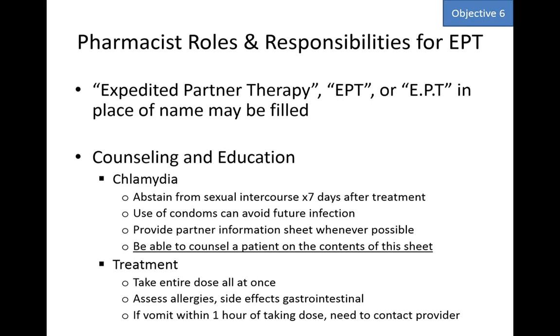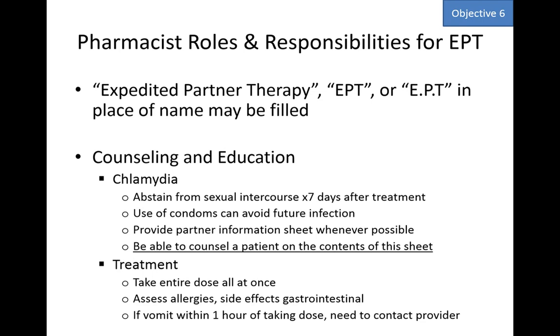Right. So our role as a pharmacist would be basically to counsel patients that come through for EPT or just picking up their prescription. It's important to counsel patients on abstaining from sexual intercourse while they're being actively treated for this infection, and that is just to prevent the risk of reinfection from their partners, and that basically is going to account as being a failure of treatment, even though they did get reinfected. So abstaining from sexual intercourse is important. Use of condoms as well as practicing safe sex can also avoid future reinfection. And even providing an information sheet to their partners to encourage them to be treated is also important to prevent the infection.